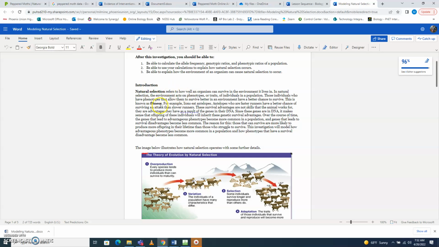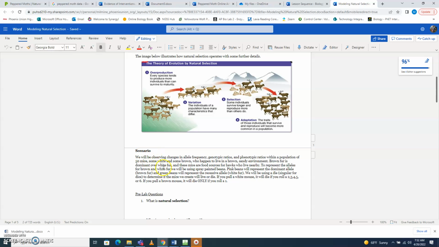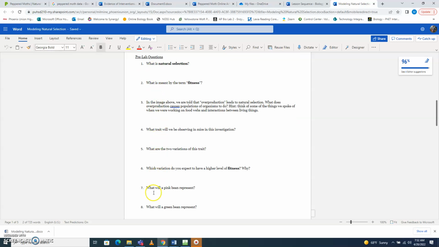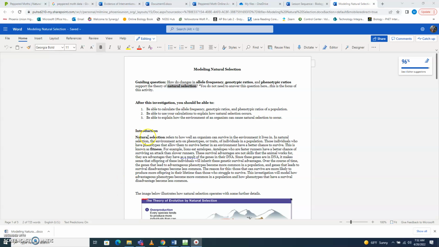So let's start by looking at our introduction, which goes along with this image, and our scenario, or our story of what we're going to be looking at. We'll then use that information to answer these pre-lab questions. Natural selection refers to how well an organism can survive in the environment it lives in. Natural selection is a vocab word, and that gives us the definition. So I'm going to highlight that on my paper. How well an organism can survive in its environment.